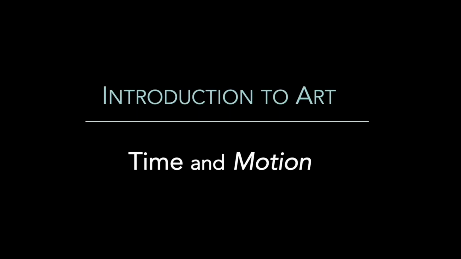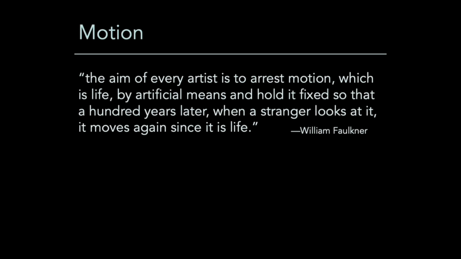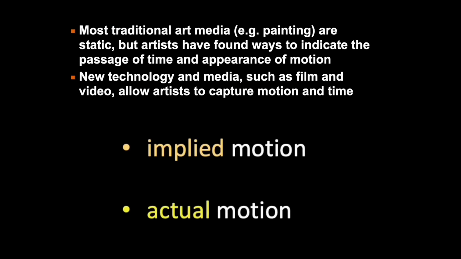Today's topic is time and motion. So elements of art, we're doing time and motion. The aim of every artist is to arrest motion, which is life, by artificial means, and hold it fixed so that 100 years later, when a stranger looks at it, it moves again, since it is life. So that's William Faulkner. He's basically saying, if you're a good artist, you're able to capture motion.